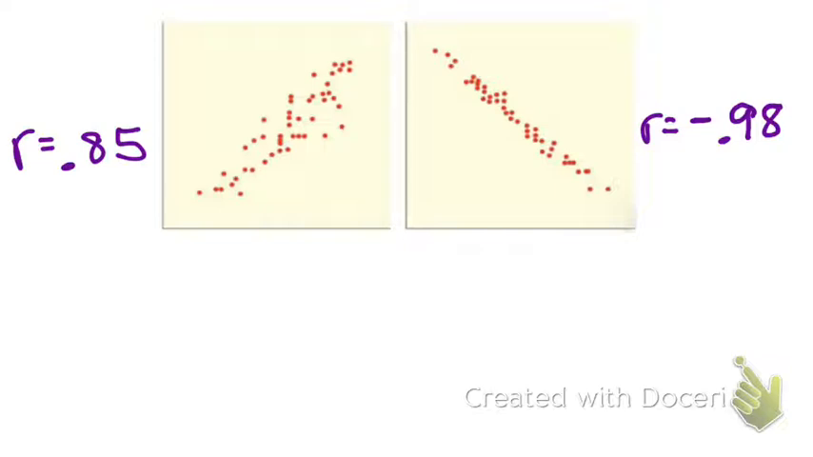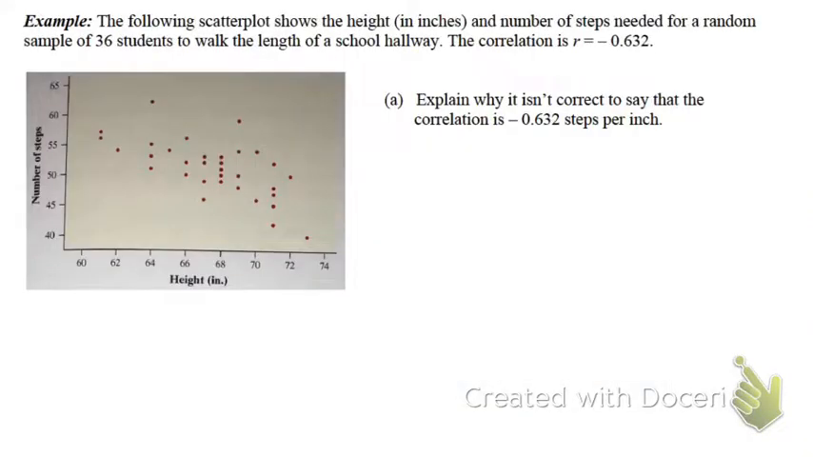But let's look at what this is going to look like on a homework assignment or a quiz or a concept check. This is a question. The following scatter plot shows the height in inches and number of steps needed for a random sample of 36 students to walk the length of the school hallway. The correlation is R equals negative 0.632. Explain why it is not correct to say that the correlation is negative 0.632 inches per steps per inch.